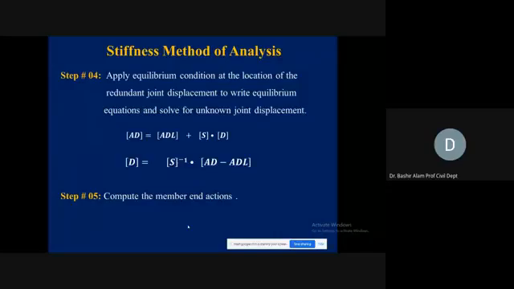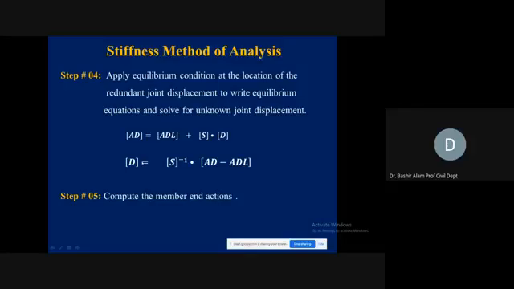Step number 4, now we come to the equilibrium equation. Apply the equilibrium condition at the location of the redundant joint displacement to write equilibrium equations and solve for the unknown joint displacement. So AD is equal to ADL plus S times D, or D is equal to S inverse times AD minus ADL. This way we find the unknown joint displacements.